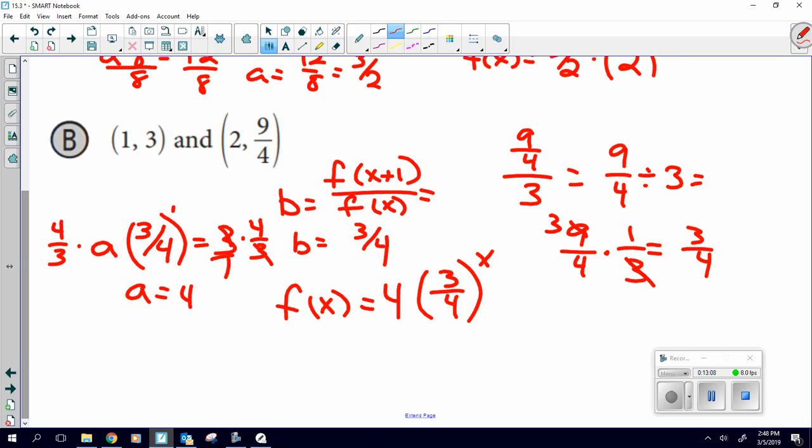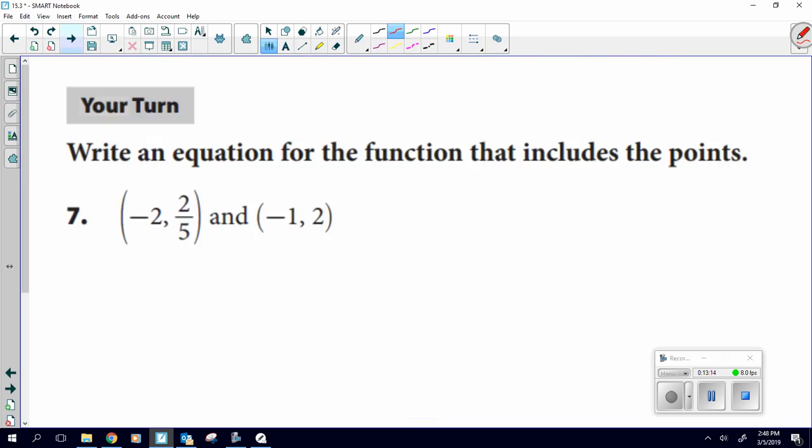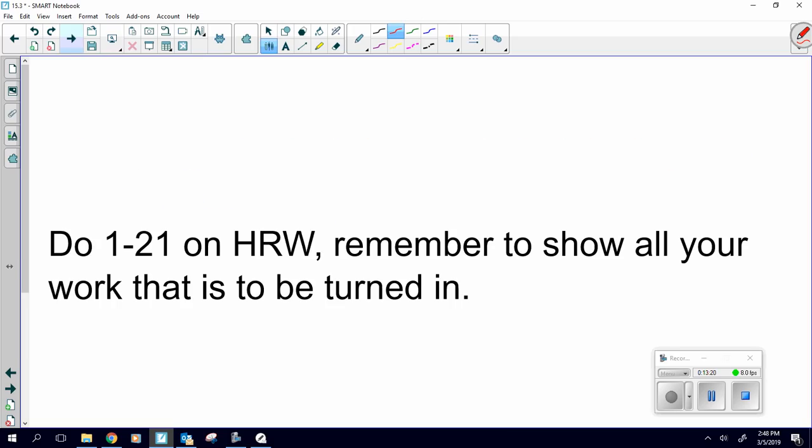Okay, not too bad. A little challenging there. I thought that was kind of fun to do. So guess what you get to do? You get to prove it. Once you do your turn, remember to pause the video and then continue on, and there's the homework. Do 1 through 21 on HRW. Remember to show all your work that is to be turned in.